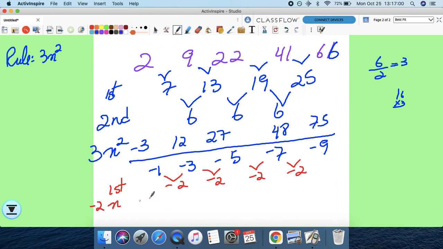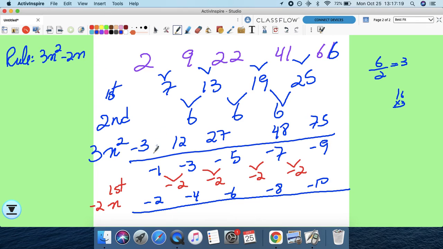Substitute 1, you get negative 2 times 1 is negative 2. Negative 2 times 2 is negative 4. Negative 6, negative 8, negative 10. Well, that's not what we want. We actually want negative 1, negative 3, negative 5, negative 7, negative 9. So we have to adjust our negative 2n sequence to get those numbers. So let's subtract. Remember, it's negative 1 minus negative 2.